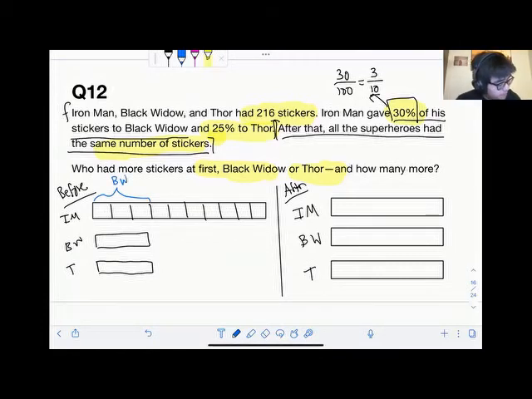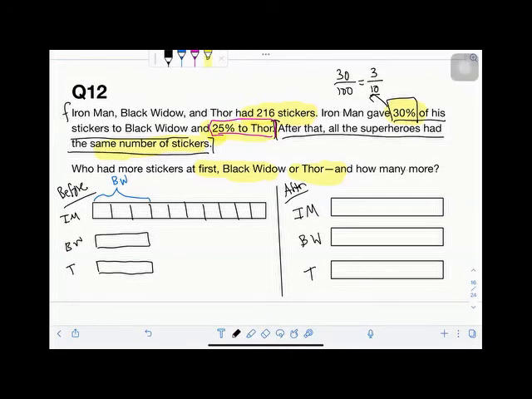Okay, so ito muna. Yung susunod, Iron Man gave 25% to Thor. 25%. So, hati-hatiin ulit natin, sir. Paano tayo nakarating sa ihahati natin? So, out of 10, hati-hatiin natin ng tig-dalawa in each box po. Okay.